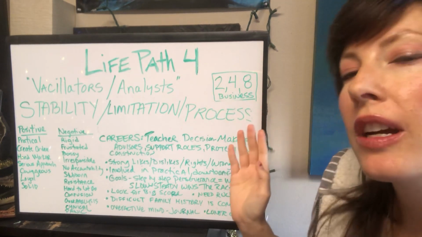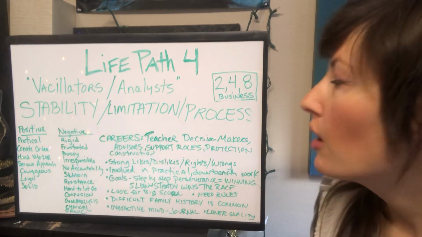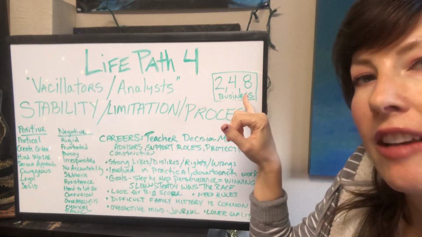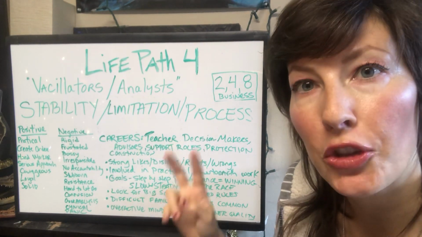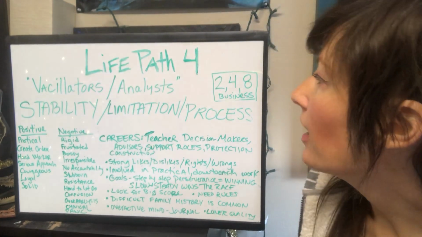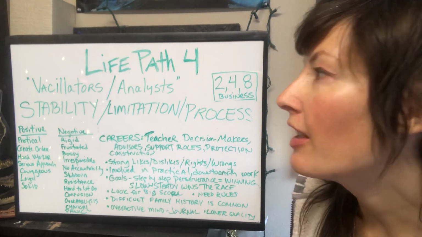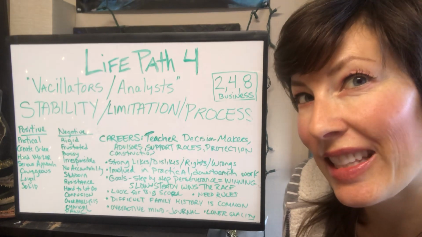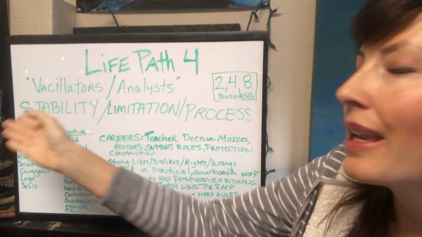So life path 4 is in one of the groups, and it's in the business group. So 2, 4, and 8 life paths are all in the business group. Now 4 is the business of having a strong foundation, okay? And the other groups are the mind numbers, 1, 5, and 7, and then also the creative numbers, which are 3, 6, and 9.